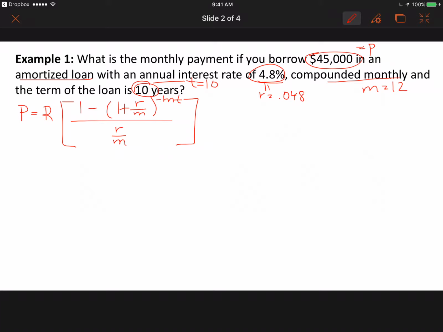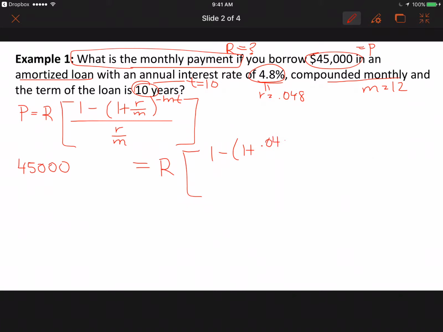All right, let's plug everything in. So I have 45,000 equals R. We don't know R, right? What is the monthly payment? Times 1 minus (1 plus 0.048 divided by 12) to the negative 12 times 10, all over 0.048 divided by 12.